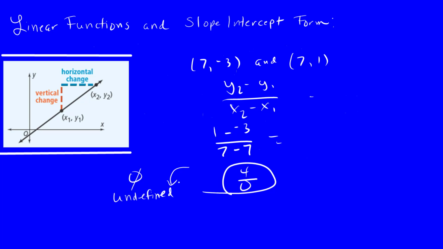So the slope of that line that passes through those 2 points is undefined. So always remember to do all of the math in all the steps, right? Follow the steps, always starting with the point-slope formula.